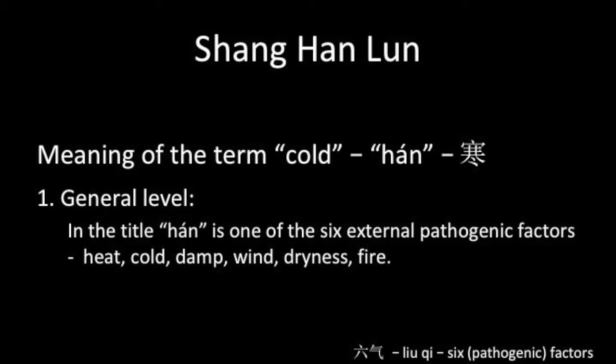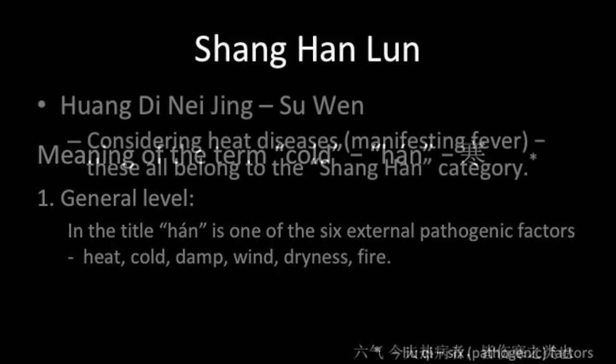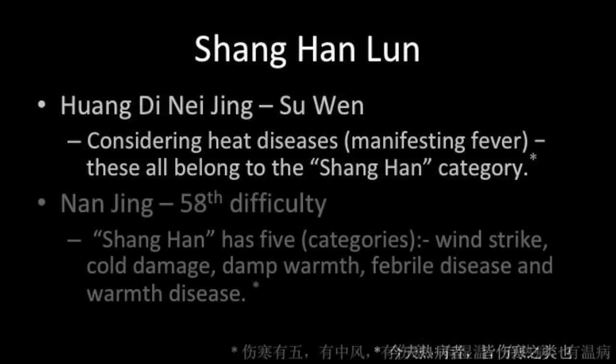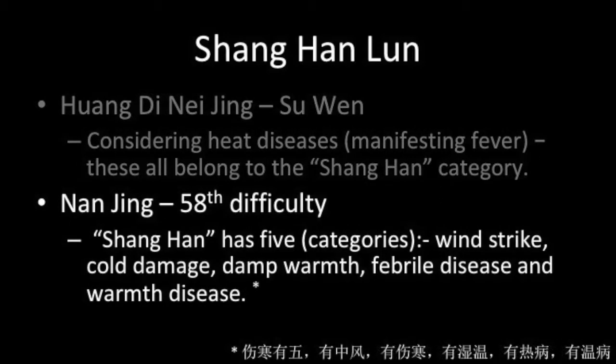The reasons for this interpretation are found in two other classics. In the Su Wen of the Huangdi Neijing, the quote states that if we consider heat diseases, that is, diseases that manifest fever, they should be considered within the category of Shang Han diseases. The Classic of Difficulties, or Nanjing, states in its 58th difficulty that Shang Han has 5 categories: wind strike, cold damage, damp warmth, febrile disease, and warmth disease. And we indeed find diseases corresponding to these categories in the text. That gives an idea of the meaning of the term in the title.